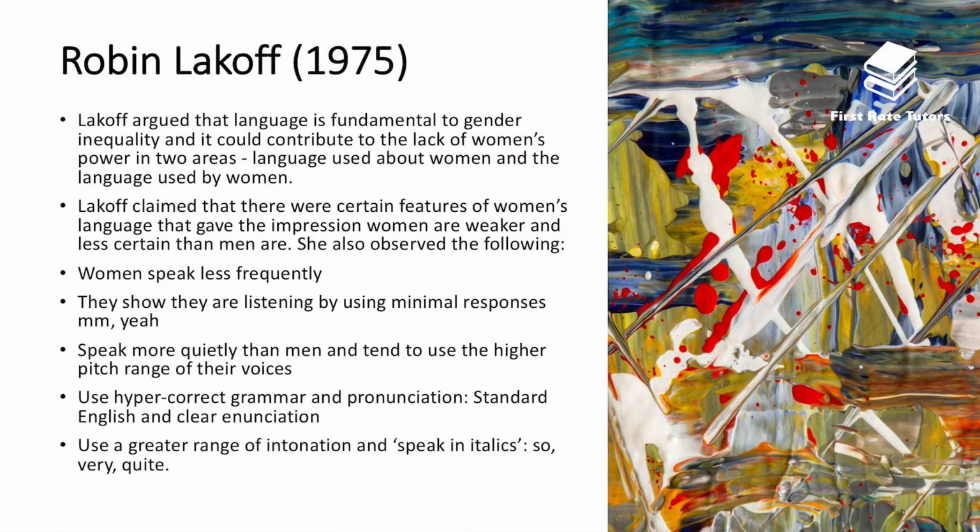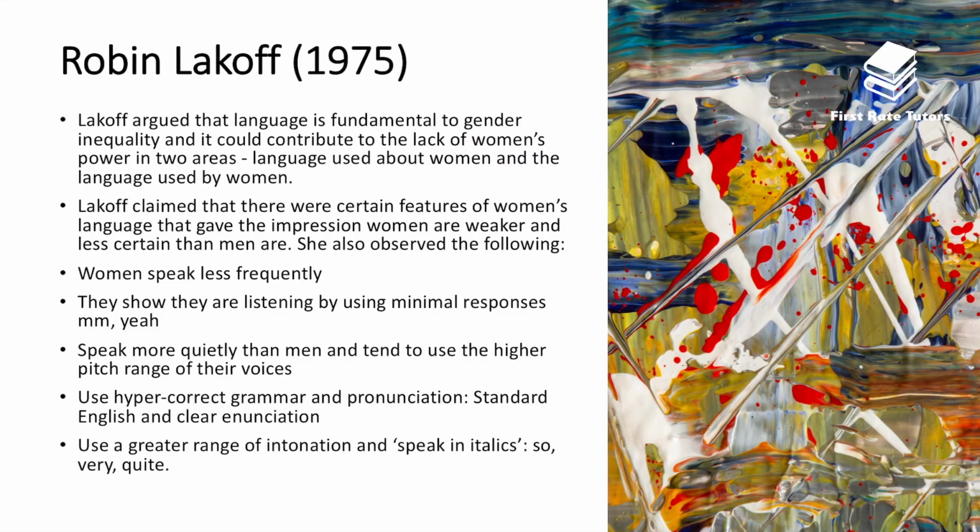Another really important theorist who, we could argue, falls under the dominance model is Robin Lakoff, and her theory was first postulated in 1975. She argued that language is fundamental to gender inequality, and it could contribute to the lack of women's power in two areas: language used about women and language used by women. And Lakoff claimed that there were certain features of women's language that gave the impression that women are weaker and less certain than men are. And she observed the following things.